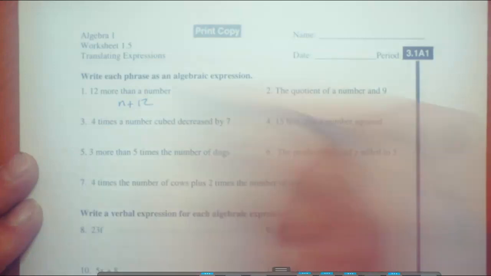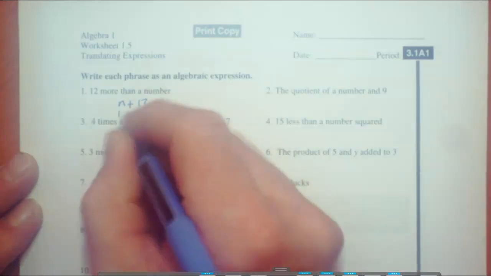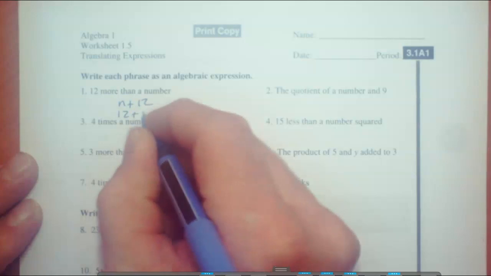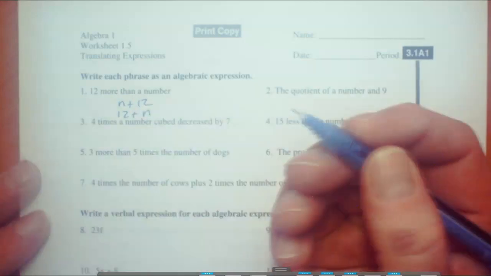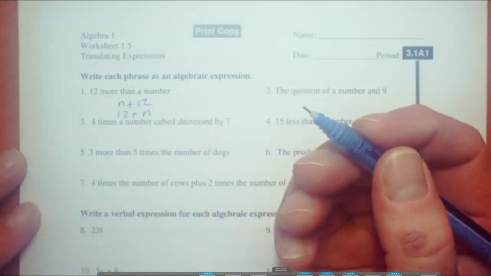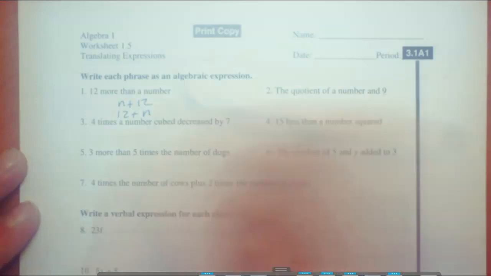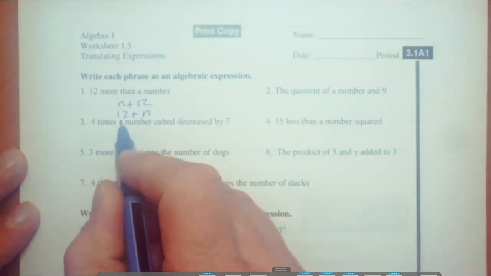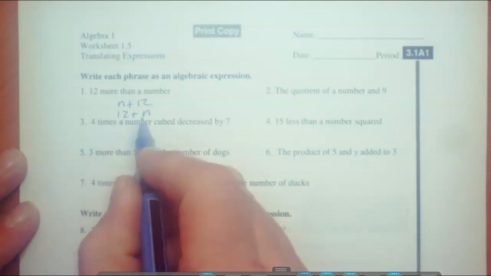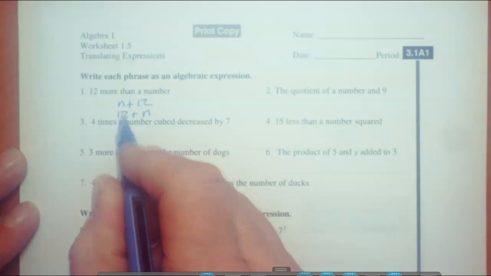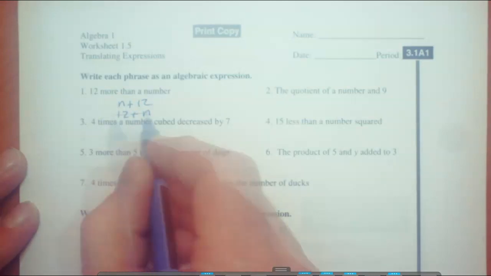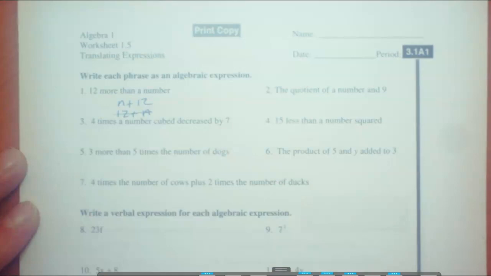Now I know that you would like to say that this is also true. And because of the commutative property, if we had a value for n, they would have the same answer. But this one here is written differently. This one here is n more than 12. We wanted 12 more than n. So we start off with n, we have 12 more. So there's a slight semantic difference in that.